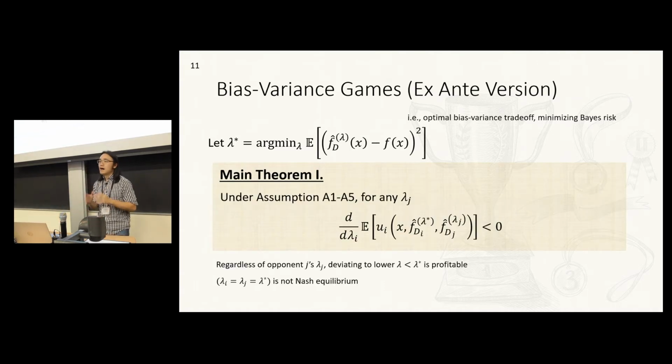Now, our first theorem says that under some technical assumptions, A1 to A5, which I will show you in the next slide, regardless of what parameter is chosen by the opponent j, the derivative of player i's utility with respect to her own lambda i will be strictly negative at the point lambda i equals lambda star. This basically says that regardless of the opponent's lambda j, deviating to some lambda smaller than lambda star, which is an optimal Bias-Variance trade-off in isolation, will be profitable under competition. And this also suggests that both players playing lambda star, the optimal Bias-Variance trade-off in isolation, is no longer a Nash equilibrium under competition.